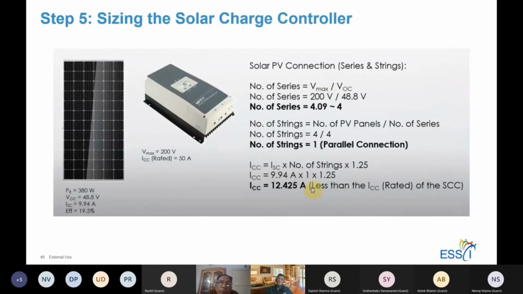Then you go for a solar charge controller. Now your next step is to design your solar charge controller, and you know that you have a battery in series which is 48.